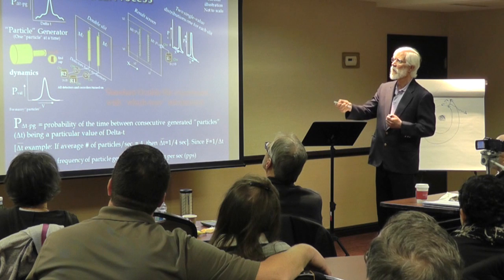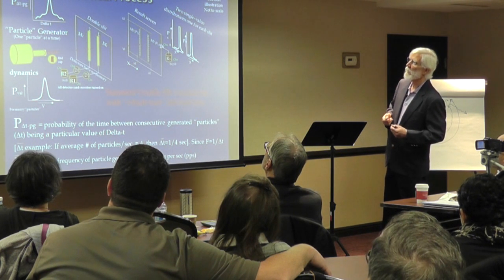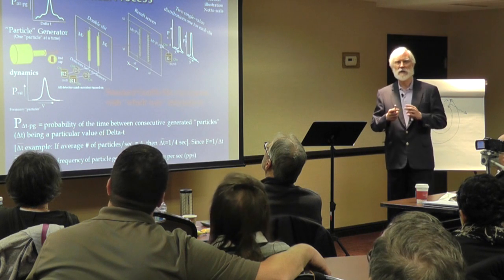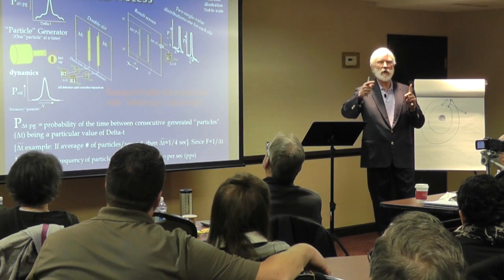Okay, now let's look at this little picture. There are two pictures here that are important. One is this one. This is a probability distribution for delta t, which is the time difference between successive particles that come out.